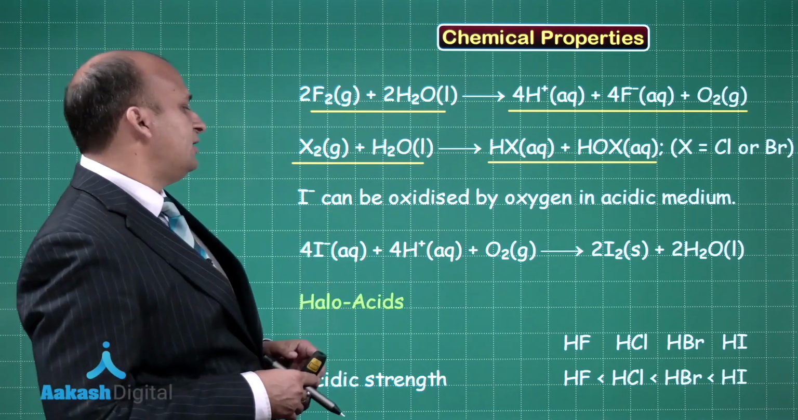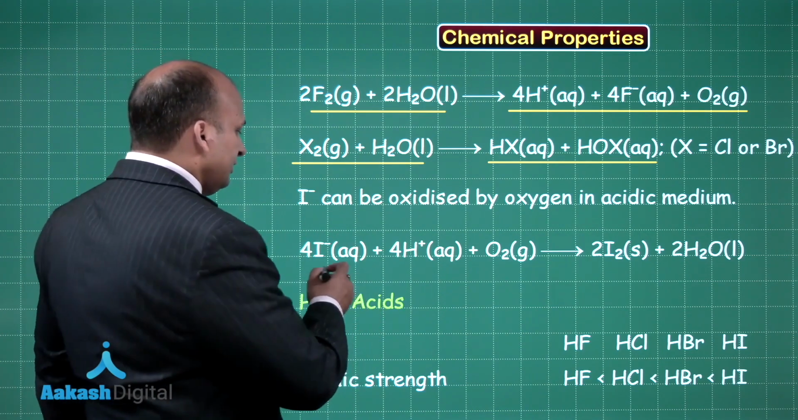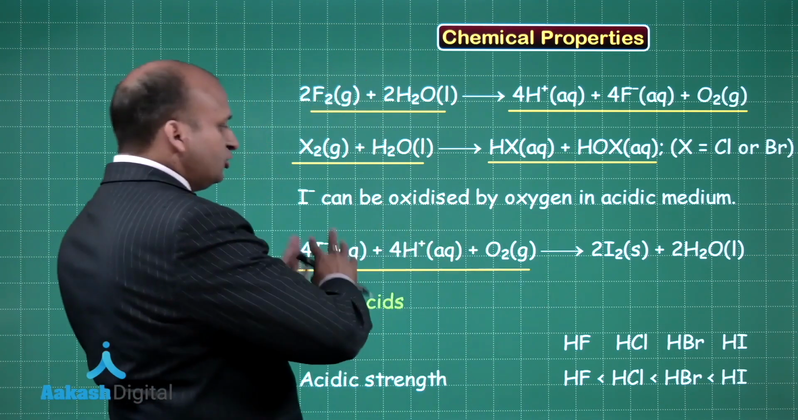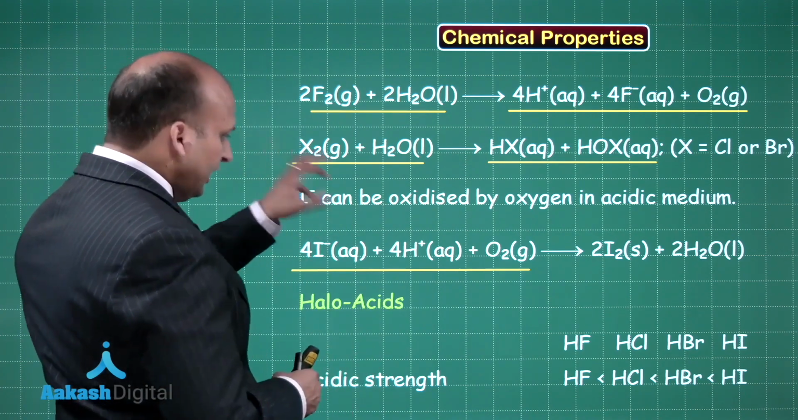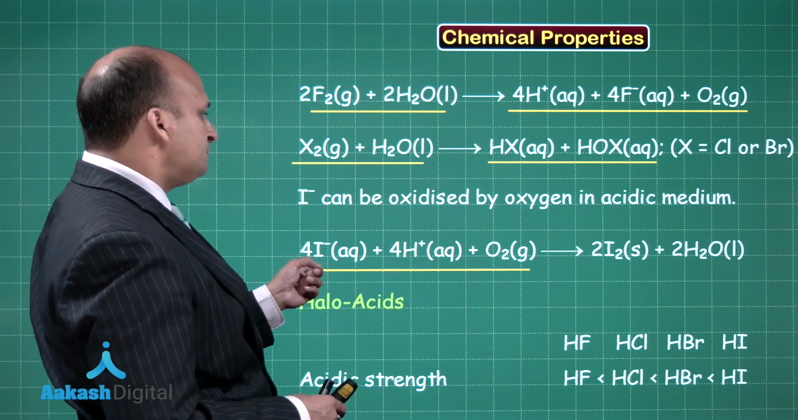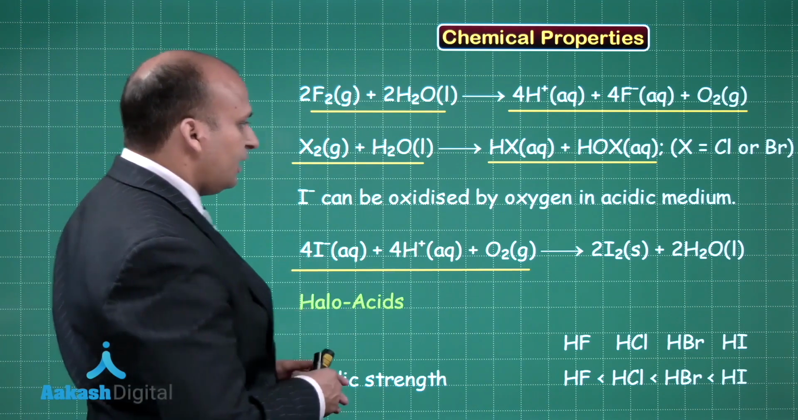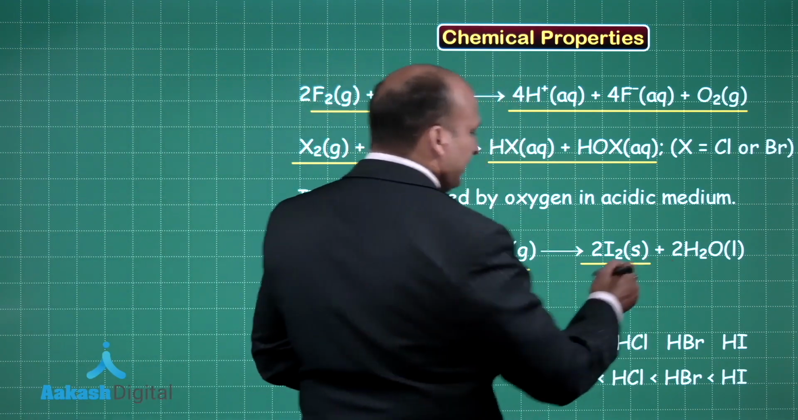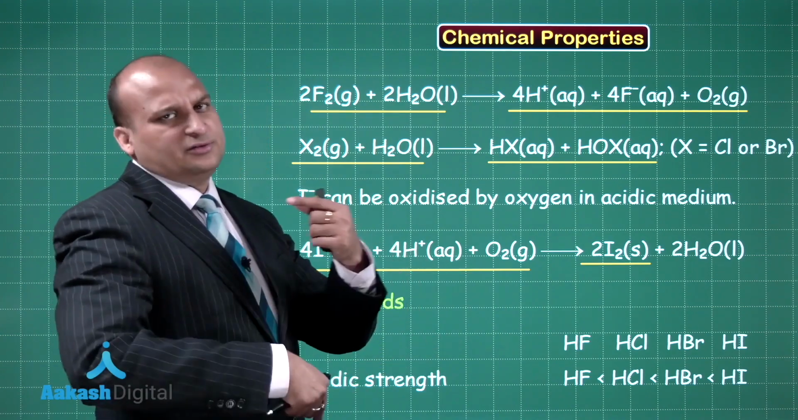Now, what happens in the case of iodine? If we add it to water, we get H plus and I minus and oxygen is released. The oxygen then oxidizes this I minus to I2 once again. So, in a way the reaction becomes reversible, right.